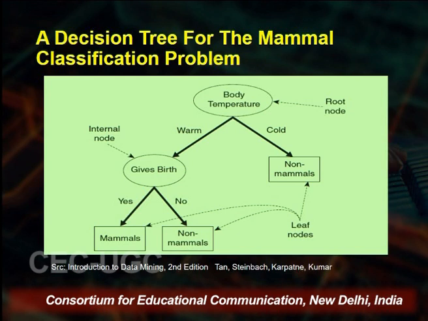So depending on whether it is warm or cold, we have two further internal nodes. After we know that the body temperature is cold, we come to a leaf node saying it is a non-mammal, knowing that mammals are warm blooded. So one side of the tree ends right here. But if the answer is warm blooded, then we need to recursively check another attribute.